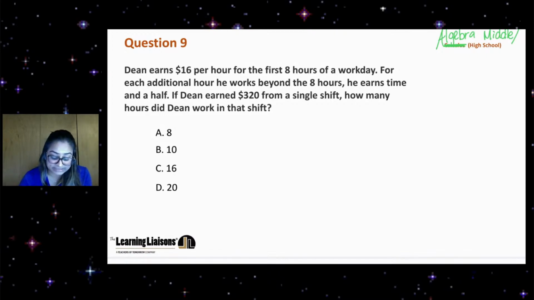It tells us that Dean earns $16 an hour for the first 8 hours of a workday. Okay. For each additional hour he works beyond the 8 hours, he earns time and a half. If Dean earned $320 for a single shift, they want to know how many hours did he work for that shift. Okay, so we can make a little equation for this and figure it out, or we can just figure it out piece by piece.